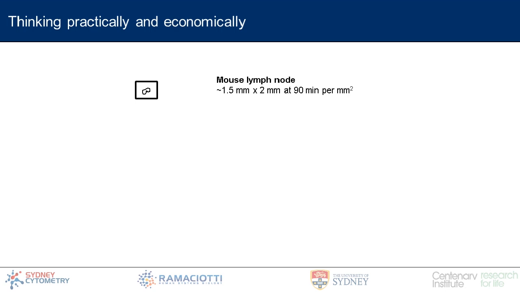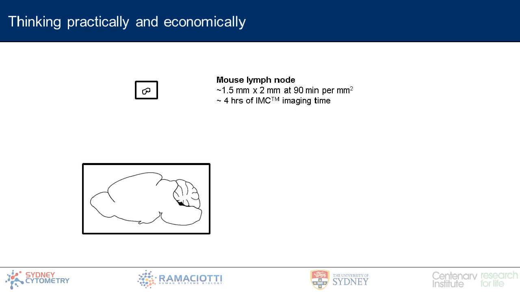However, when we think about this pragmatically, we need to take a few things into consideration. If, for instance, we were going to image a mouse lymph node, these things are pretty small, and so this is not going to take a whole lot of time to image, maybe in the order of something like 4 hours. But if we think about what it would take to image an entire mouse brain, this is going to be significantly larger.